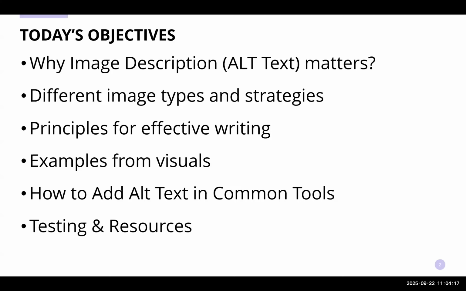From there, we will walk through real-time examples, so you will see how to apply these in context. We will also go over how to add alt text in common tools like Microsoft Word, PowerPoint, etc. So you will know exactly where and how to do this in your own work. And finally, we'll share some easy ways to test your content for accessibility, along with helpful resources that you can bookmark for later. And we open up the floor for a live demo session by Nitesh and Q&A. So let's see how it works.